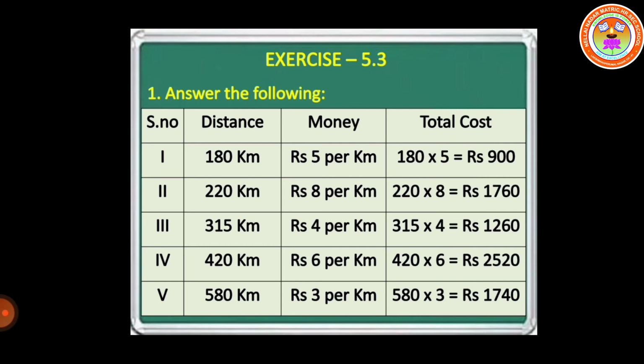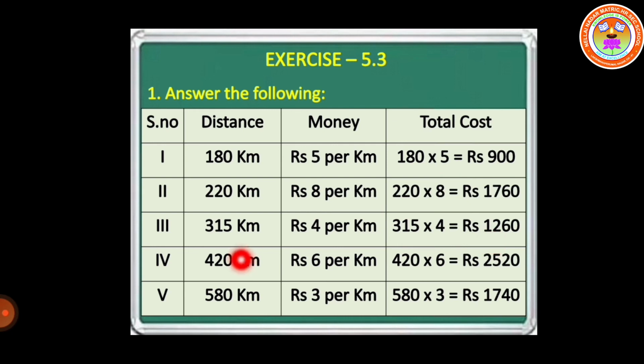See the second one. The distance is 220 kilometer and the money is rupees 8 per kilometer. So when we multiply both, 220 into 8, we get the total cost rupees 1760. Next one. What is the distance given? 315 kilometer. What is the amount they gave? 4 per kilometer. So when we get the total cost by multiplying both, 315 into 4, we get rupees 1260.